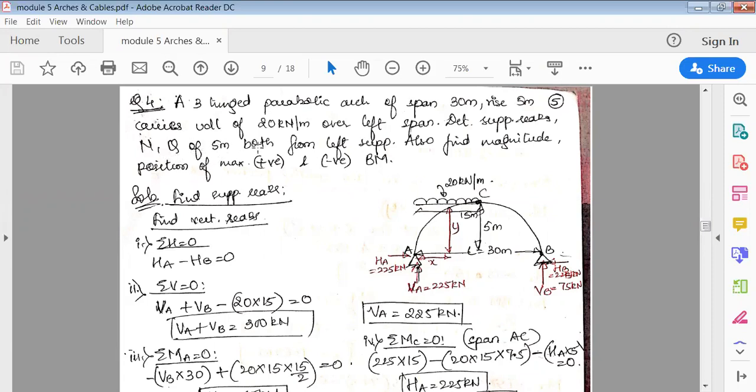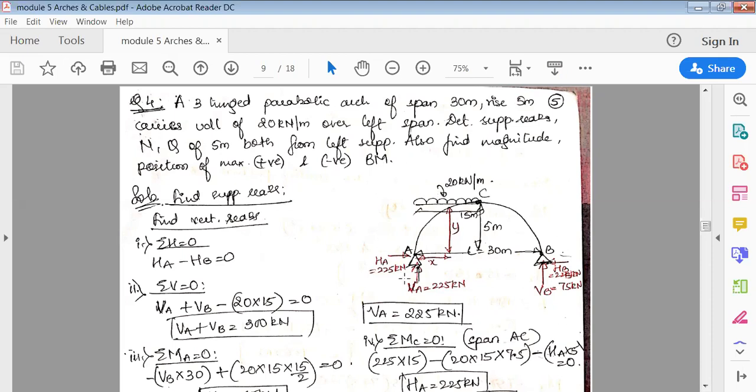And you have to determine the support reactions, N, Q, that is normal thrust and radial shear, at 5 meter from the left support. From 5 meter from this, you have to find N and Q. Now in addition to this, you're supposed to find the magnitude and position of the maximum positive and negative bending moment.